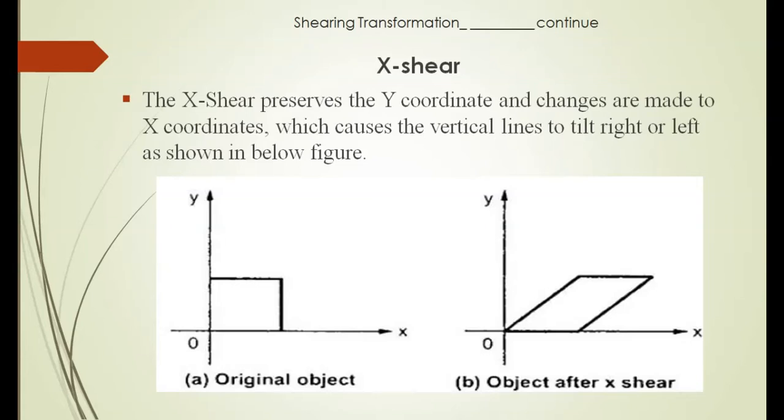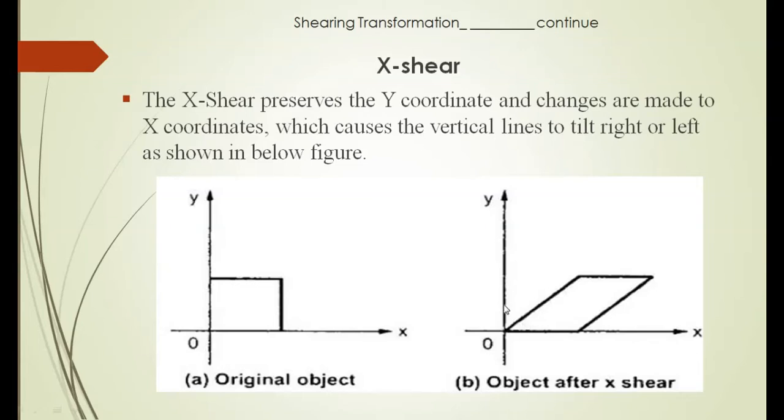So we keep the y coordinate values constant and changes are made only to the x coordinate. So here is our original object in the xy plane. Here is our origin. Then the second figure is the object after x shearing. Means the change is done only in the x axis, not the y axis.